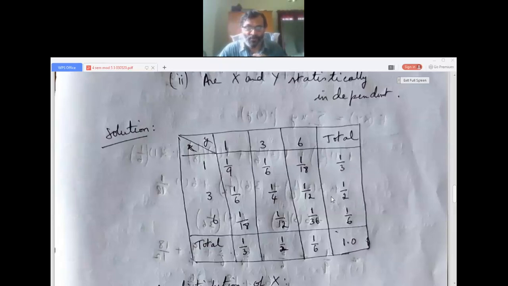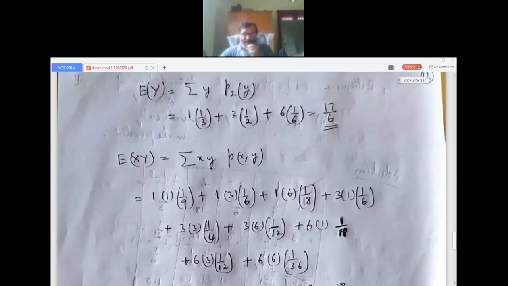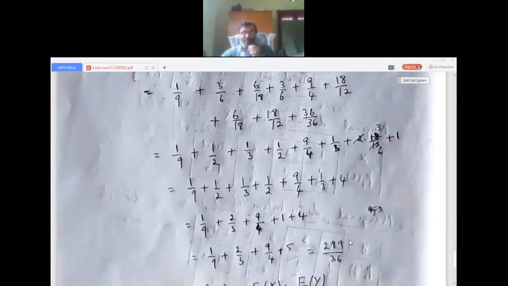Now we get here. Literally I have done it here, so adding all of this I leave it to you. I've added everything, see whether I am correct. I get it like this, and check whether I might be wrong. I did all the addition like this and I get 289 by 36. You can use a calculator also, but as far as possible, keep it in fraction. It will be easier for you in this problem. So 289 by 36 I got.